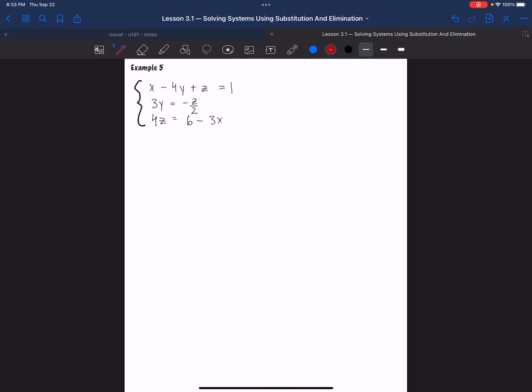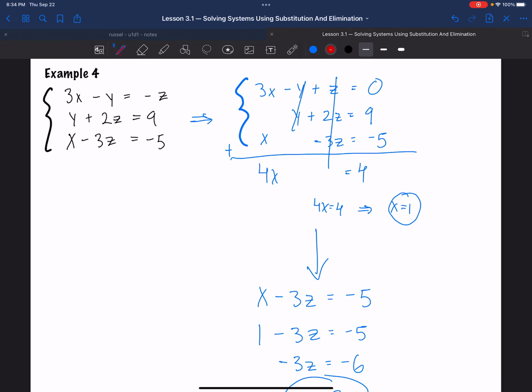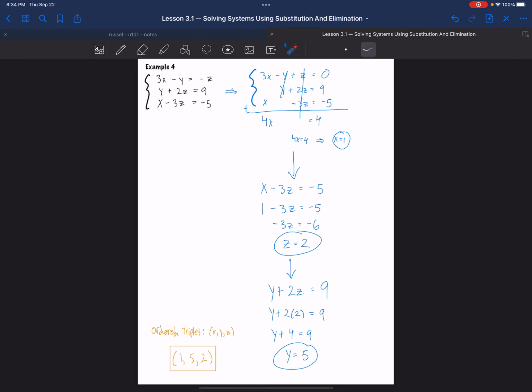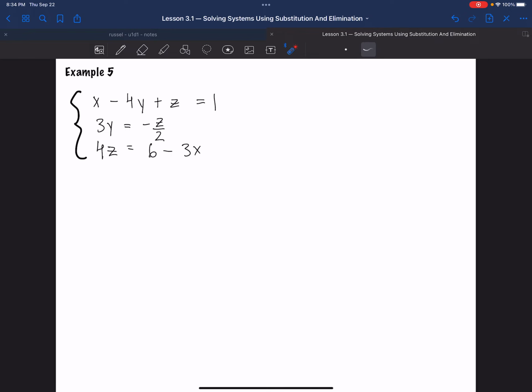Okay, so let's move on to example 5. In this example, we're not so lucky. Notice in the previous example, we got lucky because once I aligned my variables, 2 variables were eliminated by adding all 3 equations, and I didn't even have to alter them. They just lined up that way, which was really nice. This example, however, is going to be a little bit more complicated.